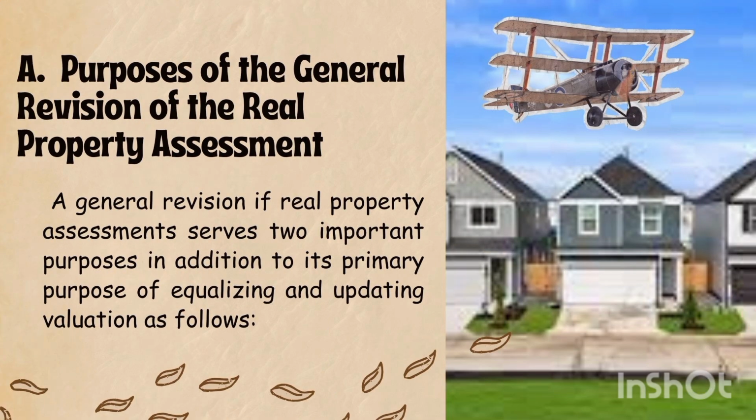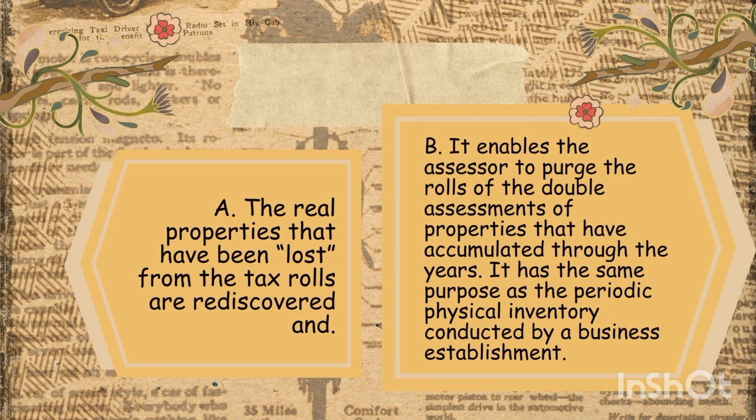And now, let's proceed to the purposes of the general revision of real property assessment. A general revision of real property assessment serves two important purposes in addition to its primary purpose of equalizing and updating valuation, as follows. First, the real properties that have been lost from the tax roll are rediscovered. So this means that real properties which were previously not included, or mistakenly removed from the tax record, are identified and added back to ensure they are properly taxed.